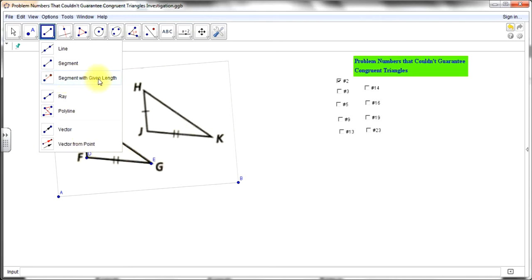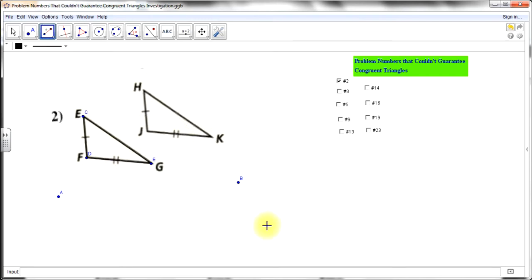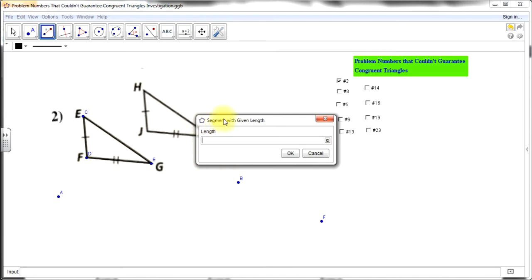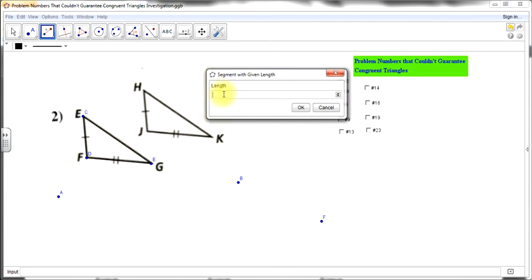So grab your segment with given length tool. I'm just going to click somewhere to start, putting an endpoint of a segment. Now it's asking me what length I want this to be, and I want it to be one of these two. I'm just going to pick one, maybe this short one right here. In GeoGebra it's the segment CD. Again, don't worry about the labels of the homework assignment. Go off the labels of your GeoGebra points. So I'm going to make it the length of segment CD. We have to use capital letters. So segment CD, hit OK.